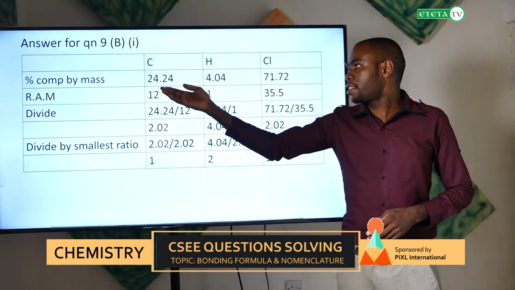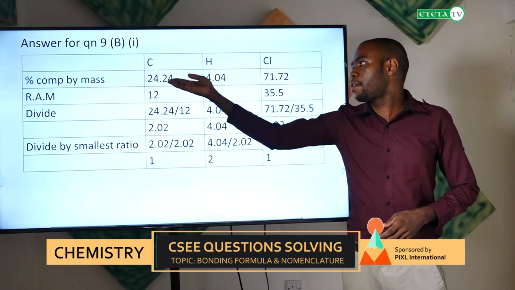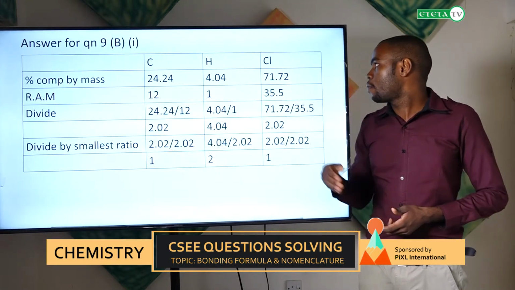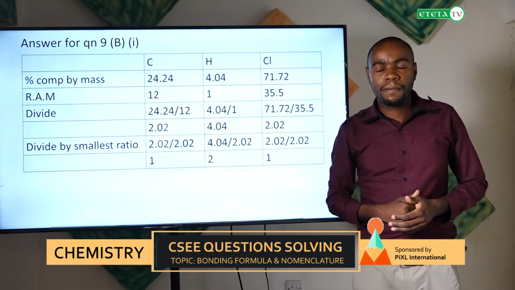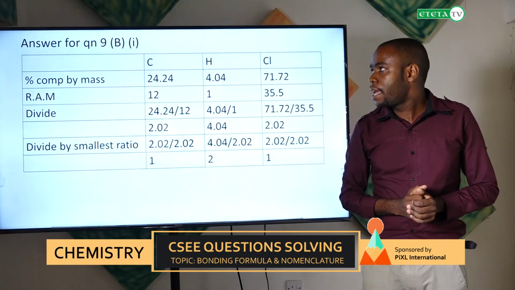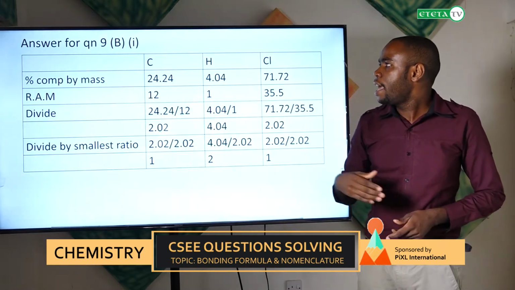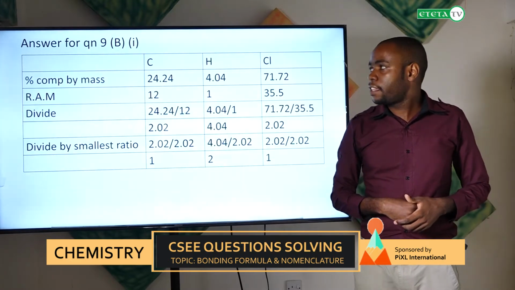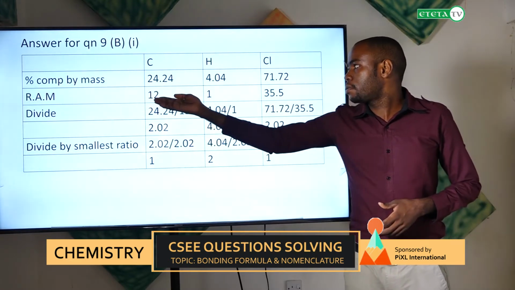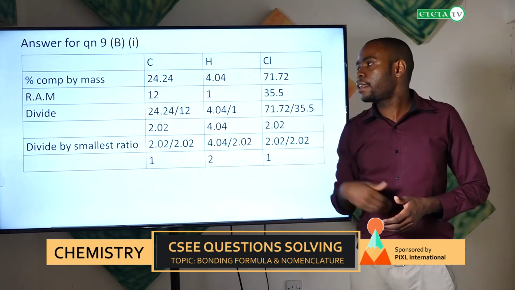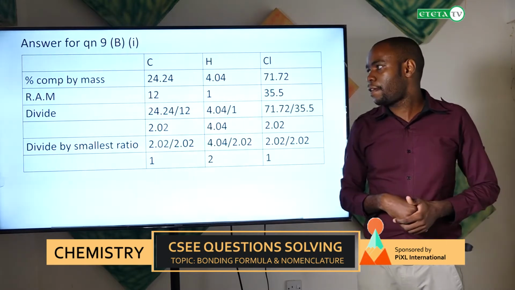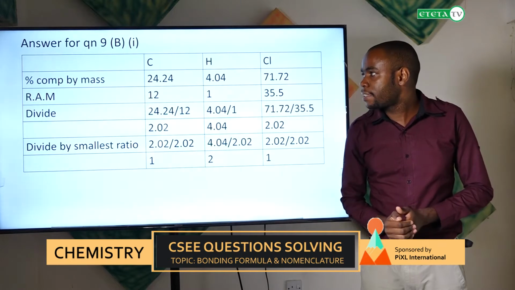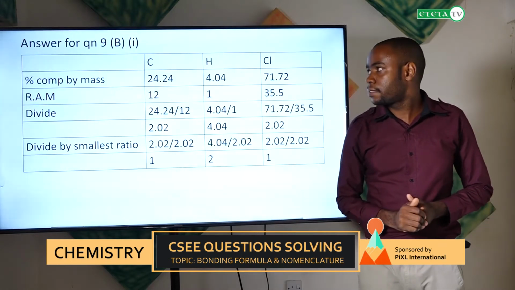For carbon, the percentage composition by mass is 24.24. For hydrogen, it is 4.04, and for chlorine it is 71.72. Another thing you need is the relative atomic mass. The relative atomic mass for carbon is 12, for hydrogen is 1, and for chlorine is 35.5. Now you have to divide the percentage composition by mass by the relative atomic mass.